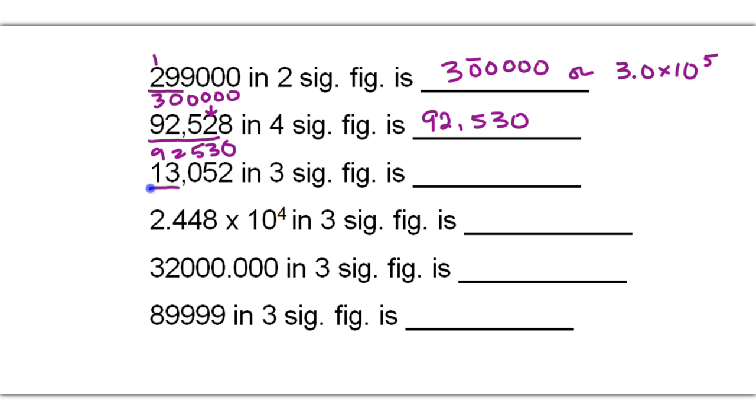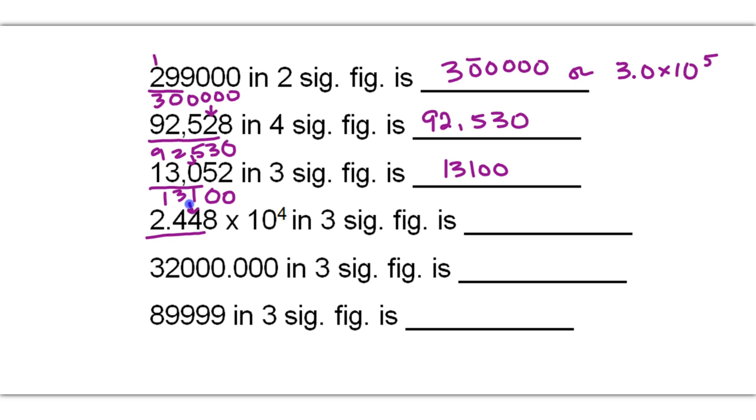I need 3 sig figs here. This is going to be a 0. This is going to be a 0. Based on rounding this number, do I keep it or round it up? It's followed by a high 5, so it rounds up to a 1. And then we have a 3 and a 1 in front. So this is 13,100.